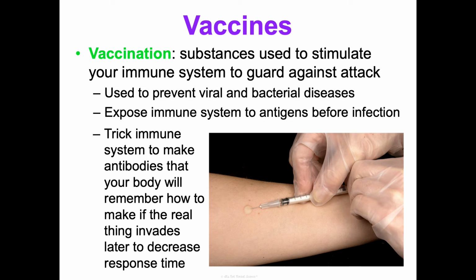It's basically tricking your immune system so that it'll learn how to make the antibodies for that specific antigen and then remember that, so that if later on in life you're exposed to the real thing, you're exposed to the measles, or you're exposed to rubella, or you're exposed to the mumps, your body will have a decreased response time and be able to attack it easily.